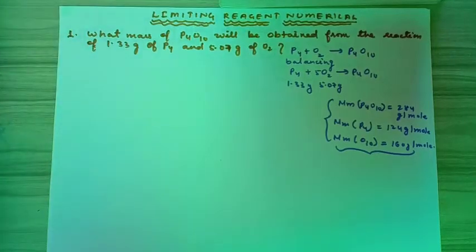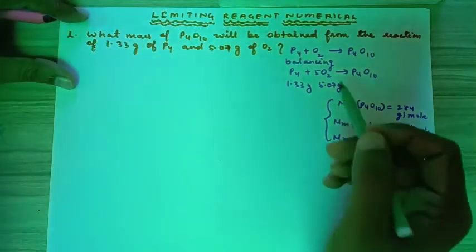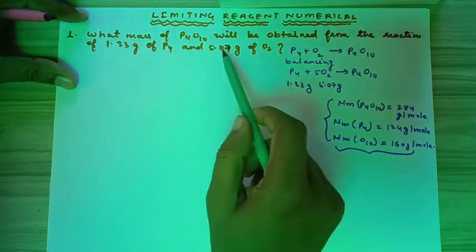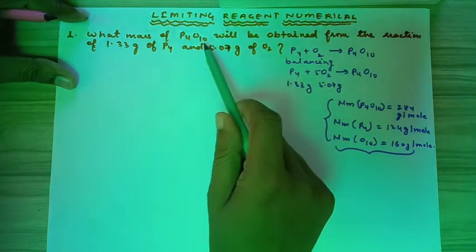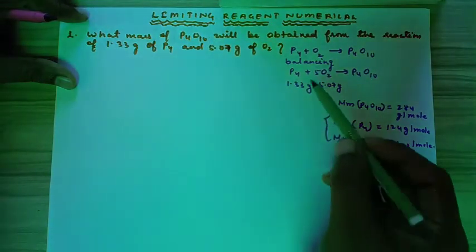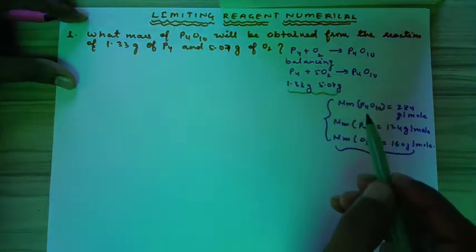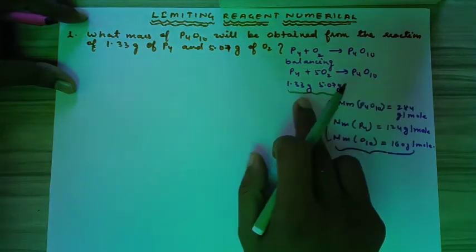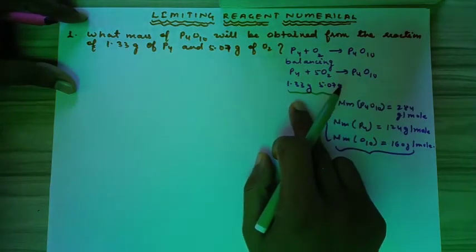Let's solve a numerical related to limiting reagent. Here we are given that 1.33 gram of P4 reacts with 5.07 gram of O2 and P4O10 is obtained. Now we are given both reactants in terms of grams. So the product will be decided on the basis of the limiting reagent in the reactant side.